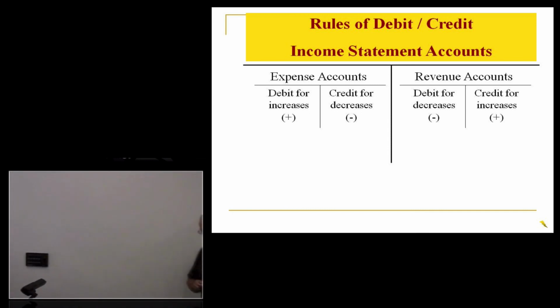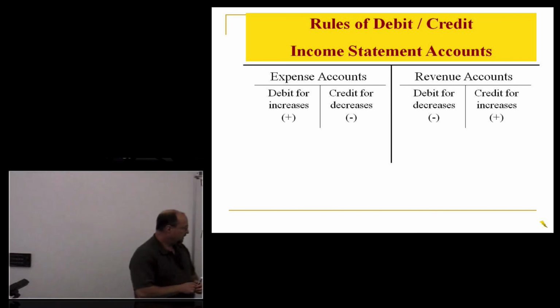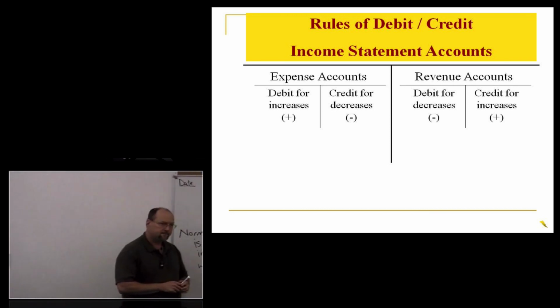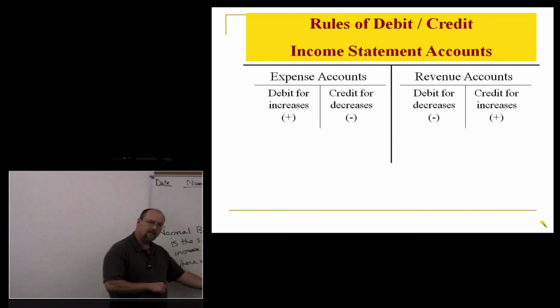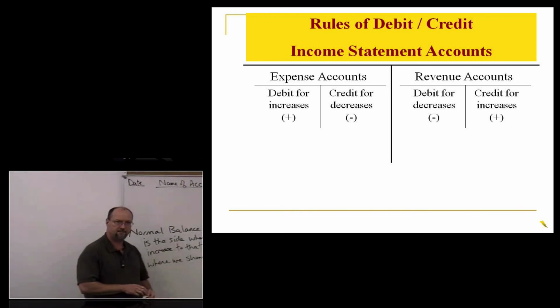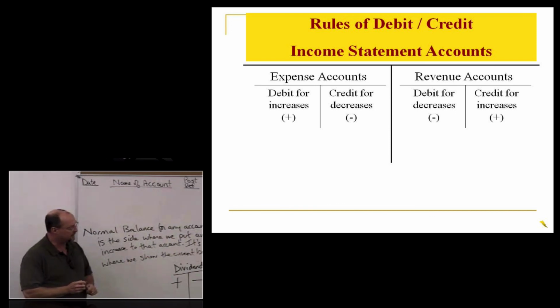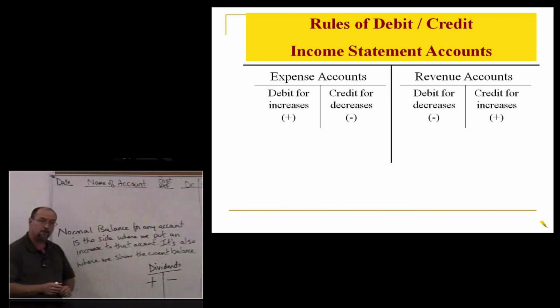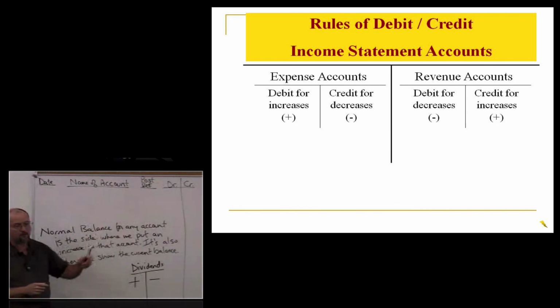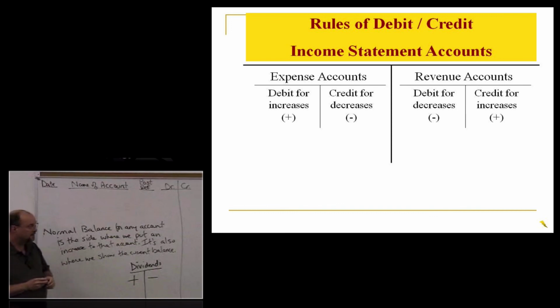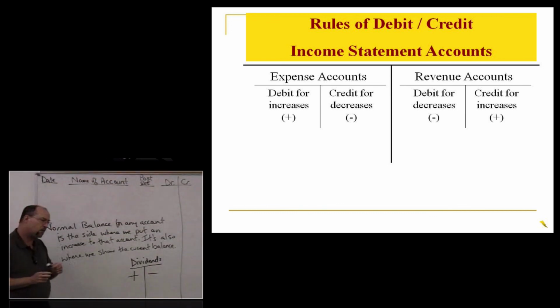The dividend account, which is part of stockholders' equity, has a normal debit balance. So again, commit these to memory. Expenses have a normal debit balance. Dividends have a normal debit balance. Revenue has a normal credit balance. I know at first it seems a little bit inconsistent given that expenses are part of stockholders' equity. I will try to clarify that as we go along.